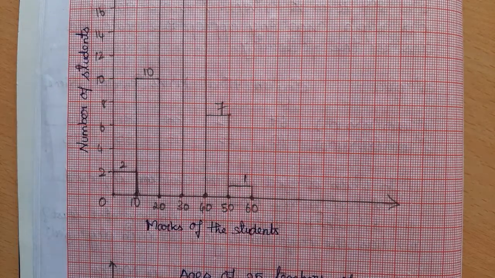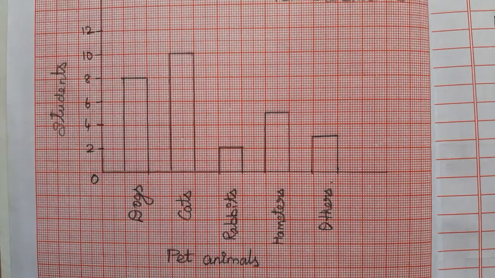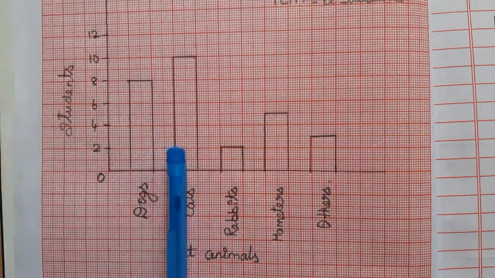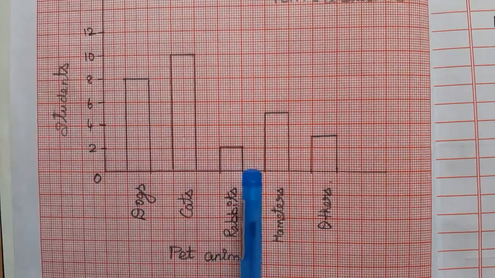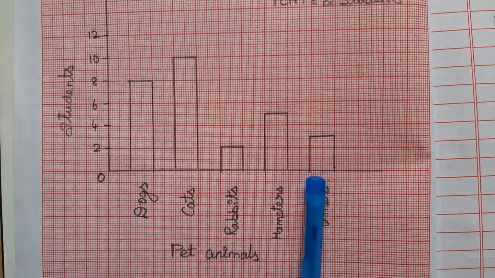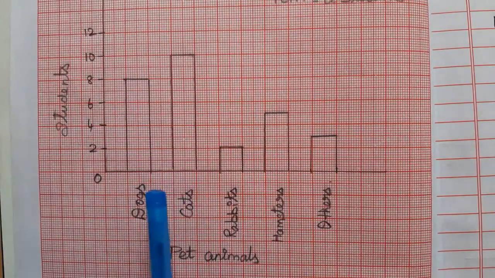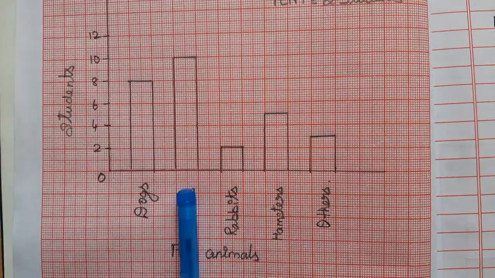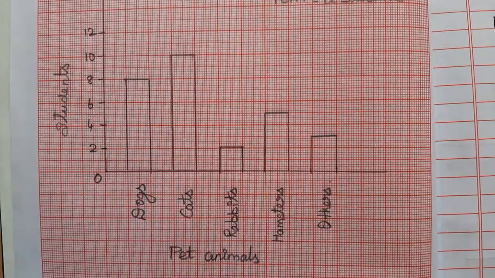I will show you a bar graph. Here is an example of a bar graph. You can see there is a gap between each bar, since there is no link between them. This bar represents dogs and this bar represents cats, so there is no link.